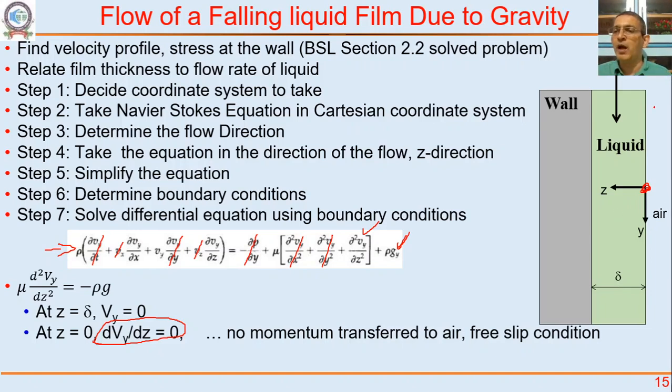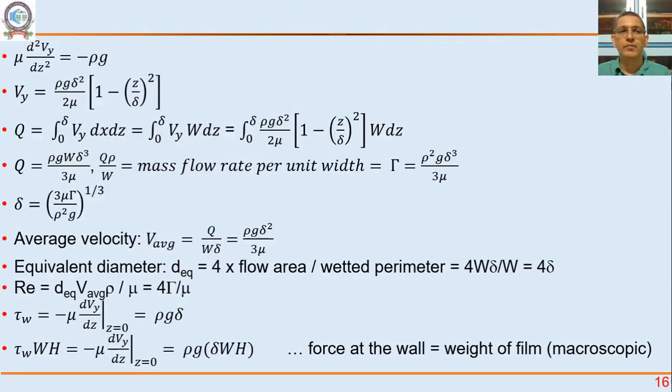If it was a solid wall and that solid wall was stationary, we would have said Vy would be 0. No slip. But air, because of very low viscosity, we are going to say no stress, no force transmitted. No force transmitted means no tau. No tau means no dVy by dz. So at z is equal to 0, dVy by dz is 0. At z is equal to delta, no slip condition at the wall, Vy is 0. Okay, integrate. You will get Vy is rho g delta square by 2 mu times 1 minus z by delta, the whole square.